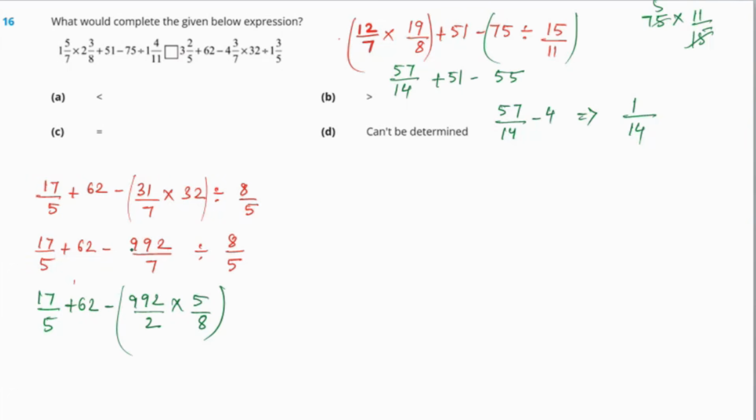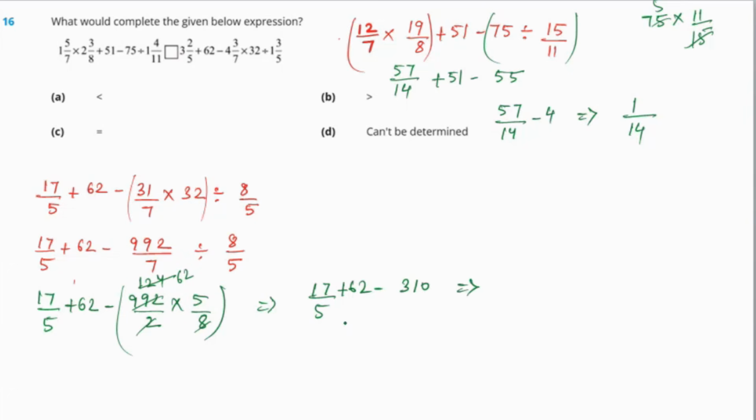Okay, and when we are going to solve it, after this we are going to get 992. We can cut with 8 and 124 times. Okay, so we are going to get 17 by 5 plus 62 minus 124 times 124. We can cut with that table of 2, and we can cut 62 times, and we need to do 62 times 5, and after that we are going to get 310.